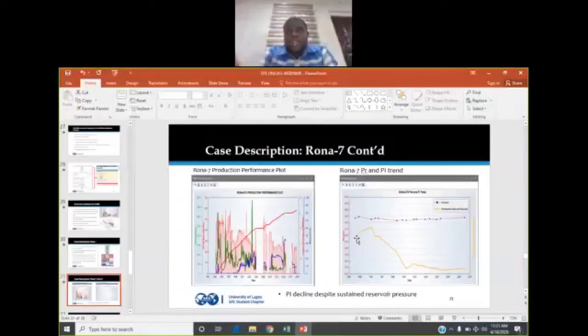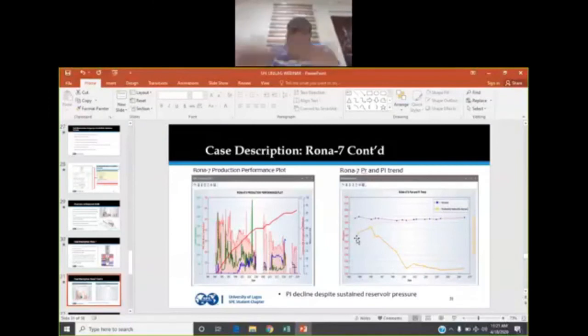You look at your production plot, and based on that, you can come up with some plots: a plot of reservoir pressure and productivity index, a plot of reservoir pressure and flowing bottomhole pressure, and a plot of reservoir pressure and water production. You can look at how water production has played over time. So there are different plots that you can come up with before you make up your mind. Then those plots will throw some information at you and also create the need for more research.